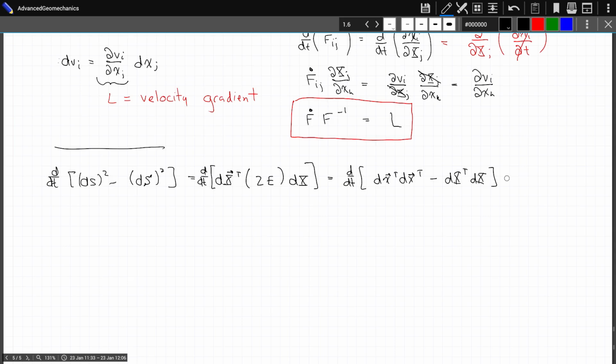But remember what I said earlier? dX transpose dX is dS squared. Anytime you take a time derivative of anything with a big X in it, it's just going to be 0, because by definition it's not time dependent. It's the reference configuration. So those terms are 0, or another way to say it is we don't need to worry about them.